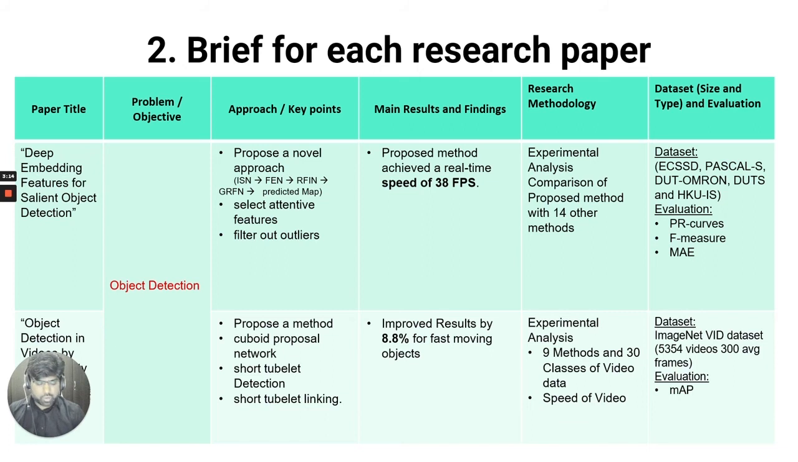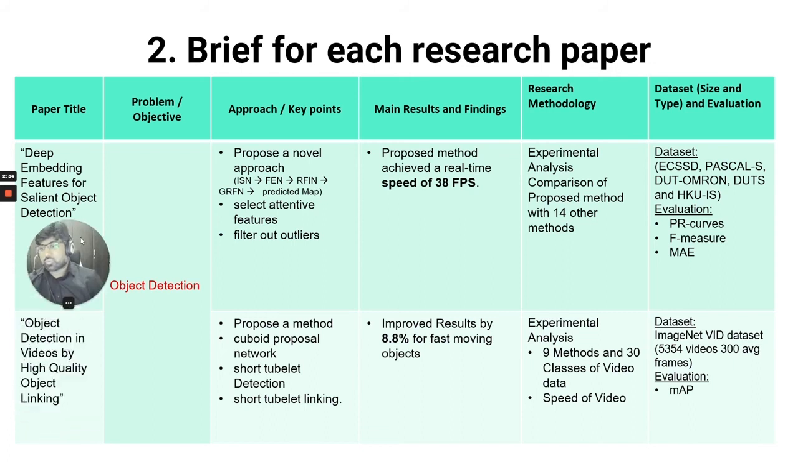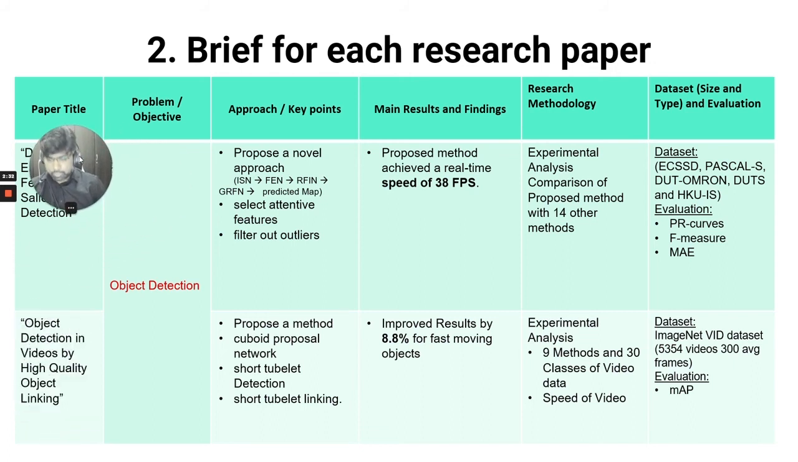The proposed method was trained on 5 public datasets as shown on the slide. Further experimental analysis was conducted in comparison with 14 other methods. The evaluation metrics used were precision recall curves, F measure, and mean absolute error. The experiments on the 5 benchmark datasets show that the proposed method achieves a real-time speed of 38 frames per second.